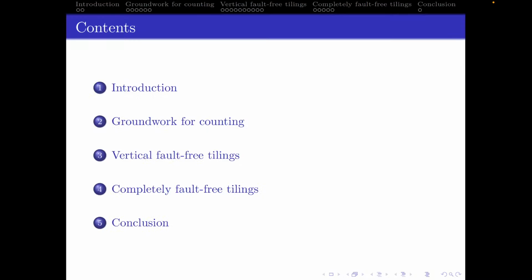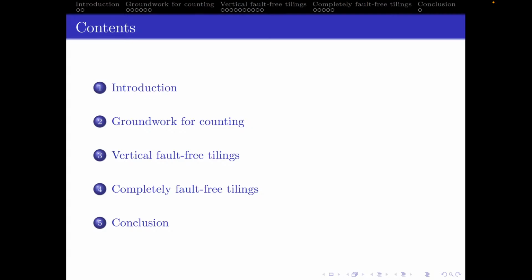So the layout and the planning is very simple. We first introduce some of the notions and concepts which we'll be using throughout the presentation, and then we lay out some machinery and methods which we'll be using to tackle the two different problems. And then we first enumerate the number of the vertical fault-free tilings and then the completely fault-free tilings.